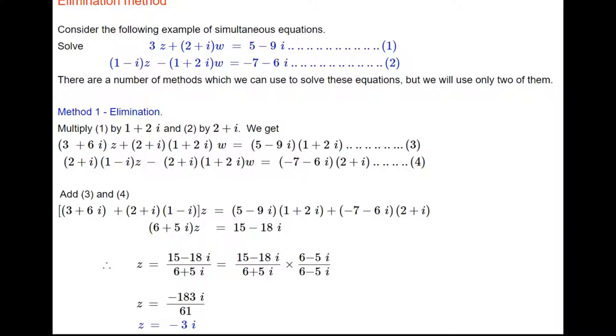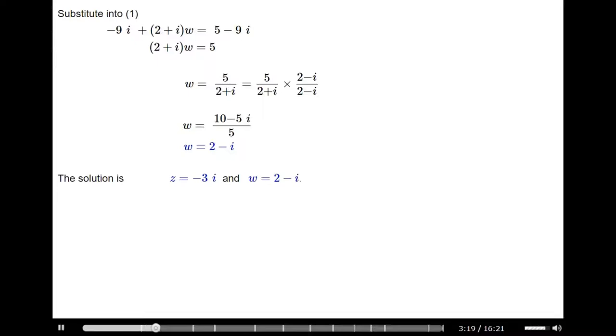We substitute z = -3i into equation 1, and we get -9i + (2 + i)w = 5 - 9i. And the -9i's will cancel out. So we'll end up with (2 + i)w = 5. And so w will be 5 divided by 2 + i. And we know when we divide by 2 + i, we multiply by (2 - i)/(2 - i). We do that and simplify, we get w = 2 - i. So the solution will be z = -3i and w = 2 - i.